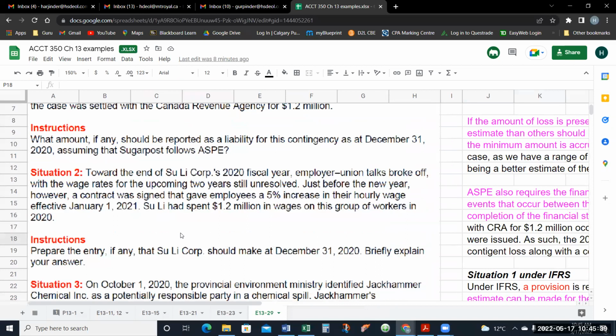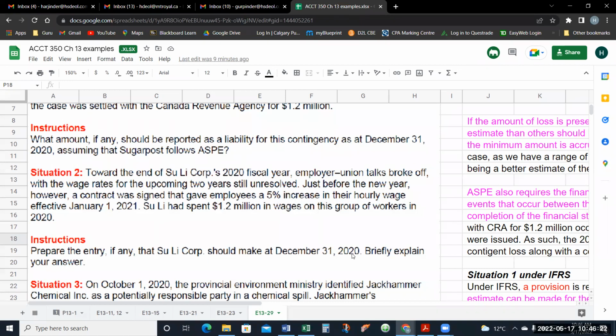Situation number 2, they're all independent situations. So here we have a different company. Toward the end of Sully Corp's 2020 fiscal year, employer union talks broke off with the wage rates for the upcoming 2 years still unresolved. Just before the new year, however, a contract was signed that gave employees a 5% increase in their hourly wage effective January 1st, 2021. Sully had spent 1.2 million in wages on this group of workers in 2020. We're asked to prepare the entry, if any, that the company should make at December 31st, 2020.